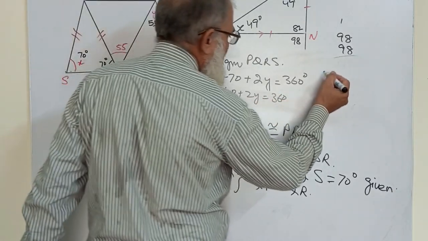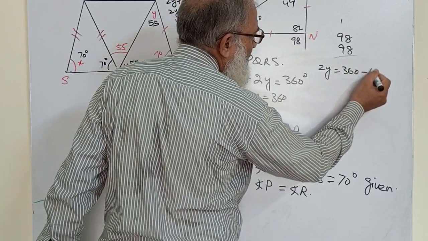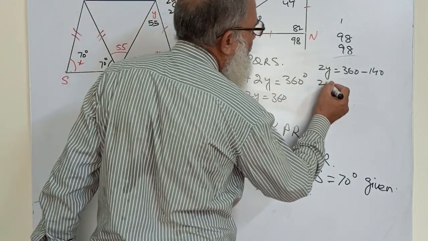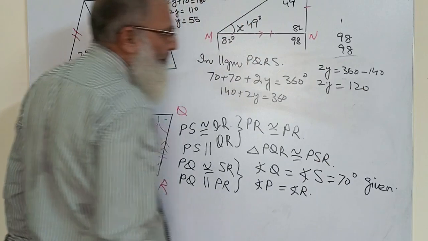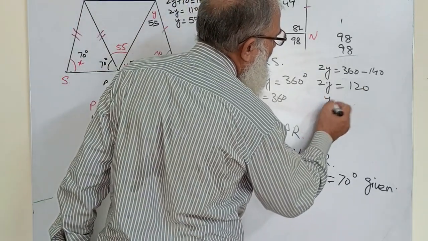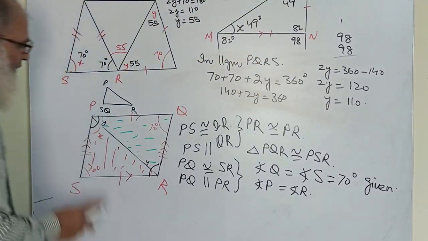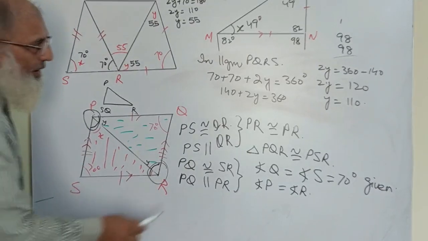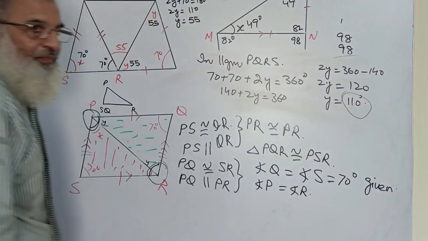Simple algebraic method: 2y is equal to 360 minus 140. What does it become? 2y is equal to 220 and y is equal to 110. So it does mean that this whole angle and this whole angle measure is equal to 110 degrees.